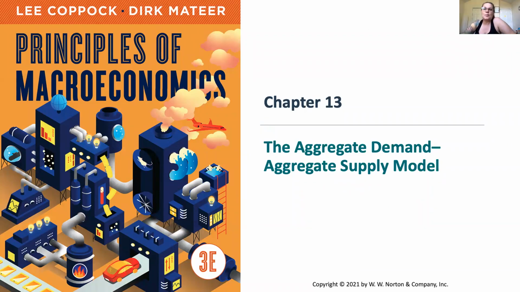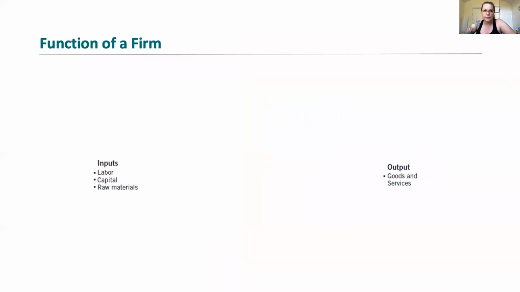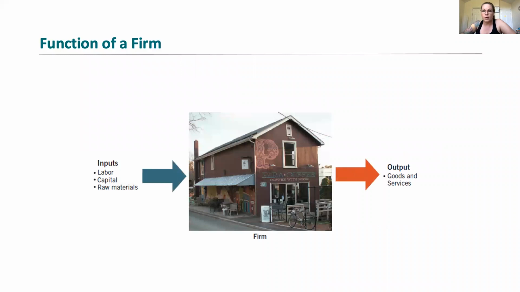Hi, everybody. Professor Sackett-Taylor here again with the second part of the video lectures on Chapter 13 from Principles of Macroeconomics. We're discussing the aggregate demand and aggregate supply model. The first video lecture in this series was all about aggregate demand, so we're going to pick up here with aggregate supply. We have to keep in mind what the functions of a firm are.